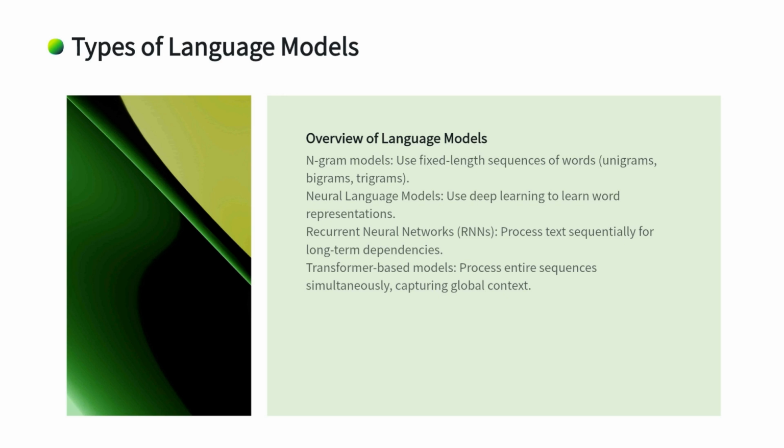Recurrent neural networks, RNNs. RNNs are designed to process sequences of text, making them suitable for modeling the sequential nature of language. They maintain a hidden state that carries information about previous words, allowing them to capture dependencies over longer sequences.